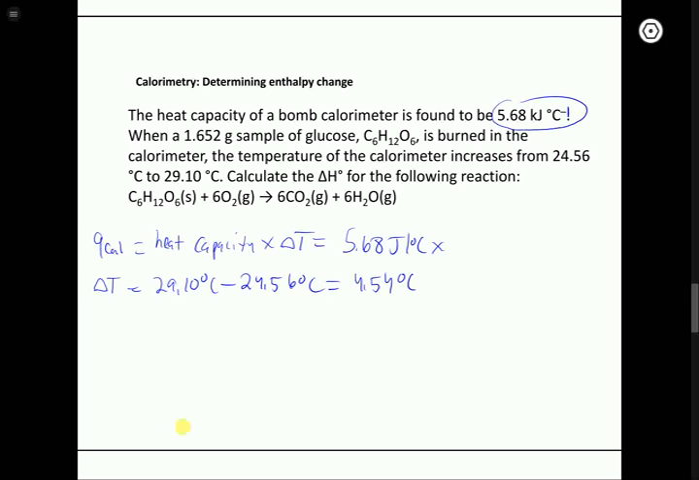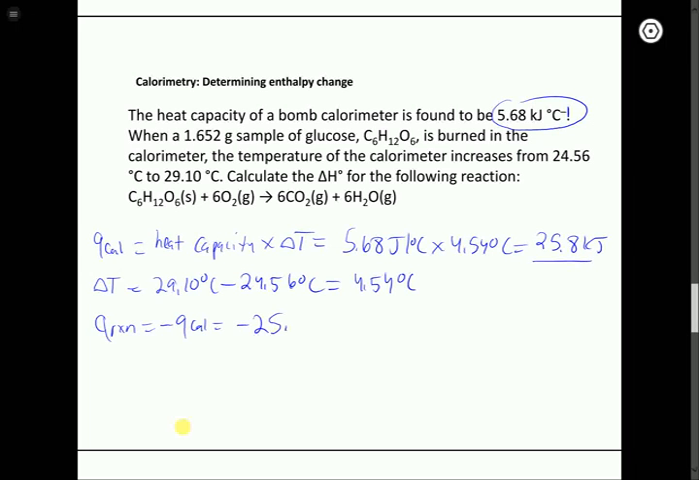Alright, so if we take this heat capacity, multiply it by delta T, that means the heat that is absorbed by the calorimeter is 25.8 kilojoules using the units that are given to us. Alright, that's the heat for our calorimeter, which means that the heat for our reaction is equal to the negative of that, which is minus 25.8 kilojoules.